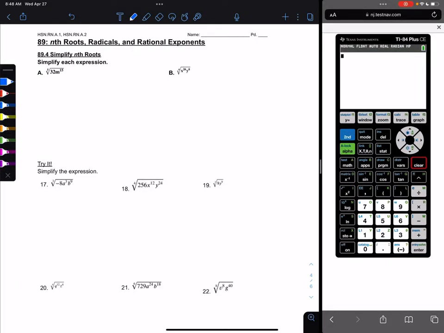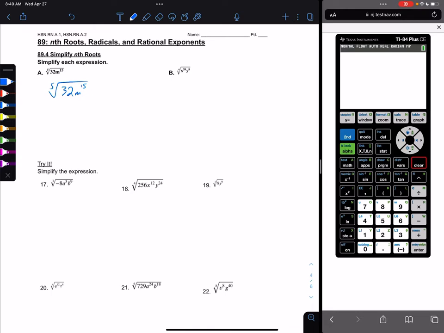In this video, we're going to look at topic 89, example 4, simplify nth roots. So we're asked to simplify each expression. I'm going to rewrite these a little bit larger for us. So the fifth root of 32m to the 15th. One of the first things we can do, and as you go through these steps and these problems, you'll start to get quite good at them, and some of these steps you will be able to skip.